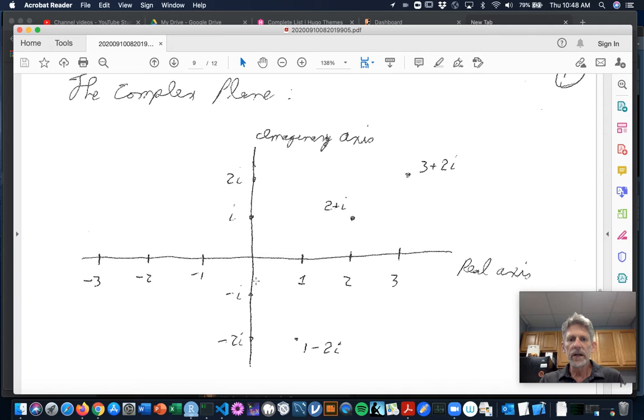And then we can stick complex numbers on the plane. Like if you want to stick 2 plus i on the plane, I'm going to stick it over the real number 2 and next to the imaginary number i. And I get 2 plus i. If you want 3 plus 2i, you go to 3 on the real axis, you go to 2i on the imaginary, and there's your 3 plus 2i. Okay.